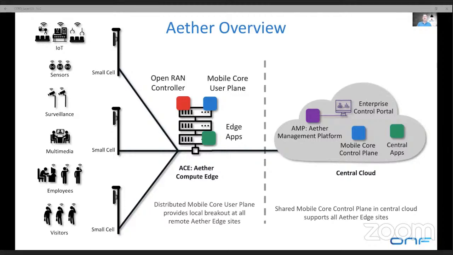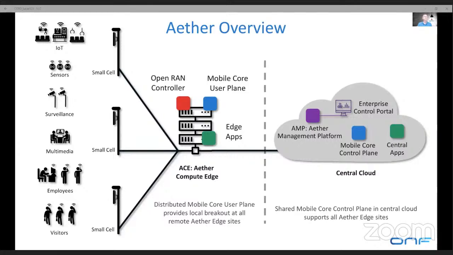There is then an edge cluster. In the original Cord, we would have called it a Cord pod, but now we call it an Aether Edge compute edge, an ACE. It's basically a cluster of commodity servers and switches. It runs Kubernetes, and it hosts a set of containers. We run the Open RAN controller to manage the small cells, and we also run the user plane of the mobile core at the edge.